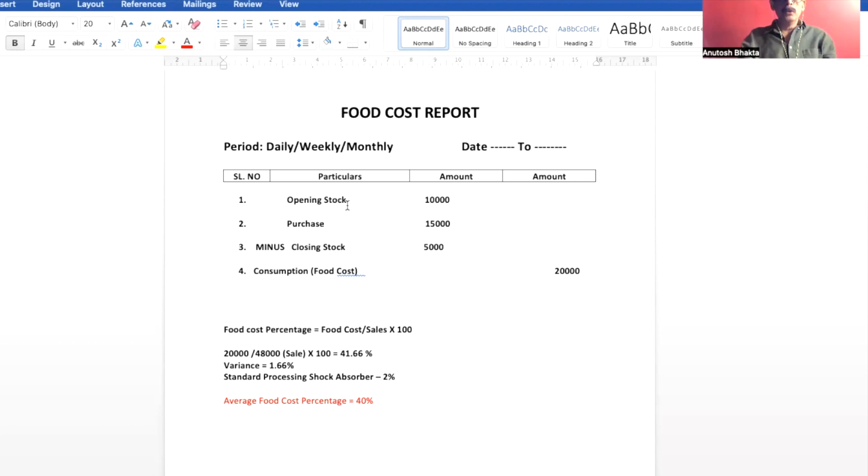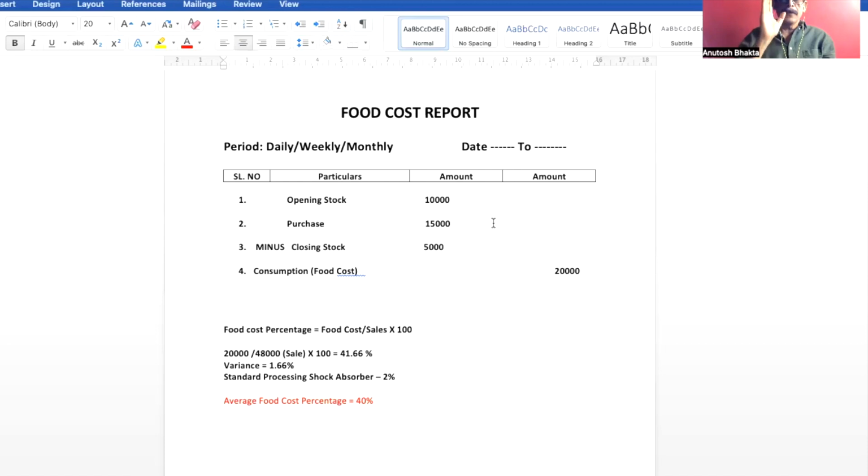Say for example, you are preparing the food cost report weekly, it is a medium size business. So you calculate what was your opening stock at the beginning of the week. Say for example, your opening stock is 10,000 rupees. Now when I say the opening stock, it is not that your rice or pulses or chicken or mutton. This has to be converted in terms of money, in terms of value.